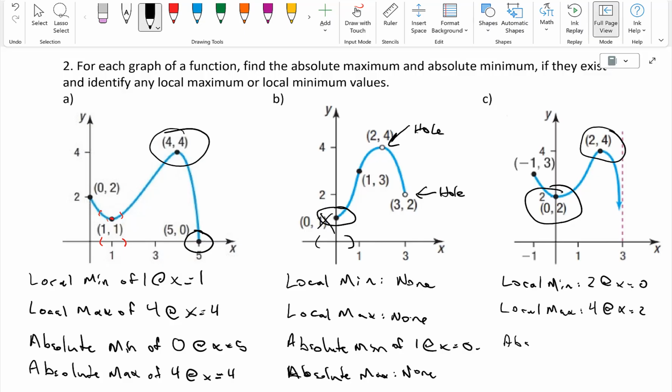For our absolute min, you can see hopefully that arrow extends down forever along x equals 3, right? What we have called a vertical asymptote, which we'll view more with the graphs. But we would have none there, right? That graph continues down forever. But for an absolute max, since the other side does end at that point (-1, 3), our highest point for the entire domain of the graph is 4 at x equals 2. So same as our local max.